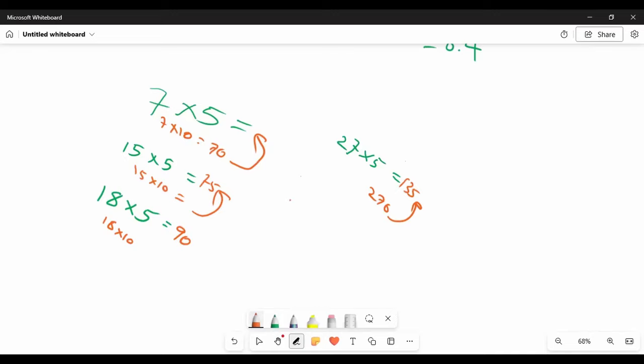Now what if I ask you 43 into 5? 215. Well done. It's going to be 215, because 43 into 10 is going to give you 430, half of it. Half of 400 is going to be 200, half of 30 is going to be 15. So it's going to be 215. You got the point? All right, so let me ask you another question.